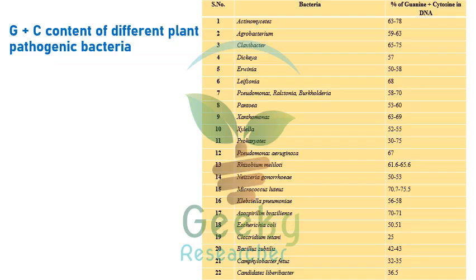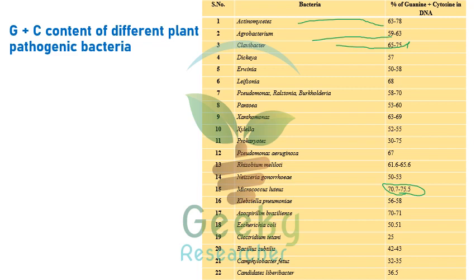Now, the GC content, guanine and cytosine content, of various bacteria is also something we may expect sometimes. Actinomyces contains 63 to 68, Agrobacterium 59 to 63, Clavibacter 65 to 75, and this is one of the bacteria which contains the highest GC content. One more is Micrococcus luteus, which contains 70.7 to 75.5. Sometimes they will ask which of the following bacteria contains the highest amount of G plus C content, something like that we may expect.